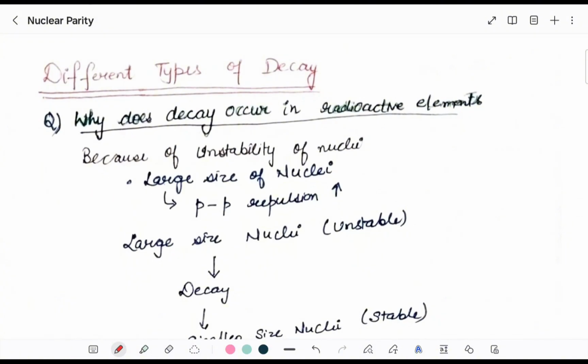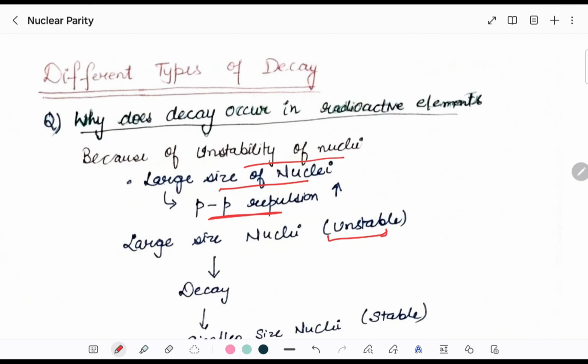Now our next topic of discussion is the different types of decays. Why does decay occur in a radioactive element? Decay occurs only when the nucleus is not stable; it occurs because of the instability of a nucleus. The larger the size of the nucleus, the more the proton-proton repulsion, and the higher the proton-proton repulsion, the more the instability of the nucleus.